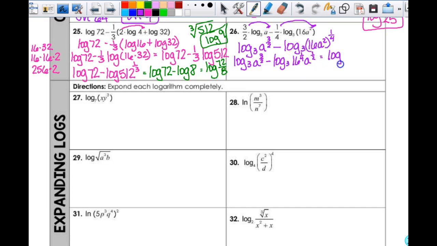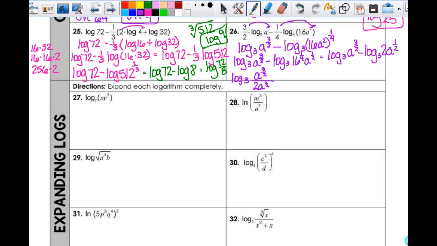So I'll just go ahead and rewrite that. This becomes log base 3 of a to the 3/2 minus log base 3 of 2 times a to the 1/2 power. Okay, everybody with me? This subtraction means I now use the quotient property, right? So this is going to be log base 3 of a to the 3/2 over 2 times a to the 1/2.